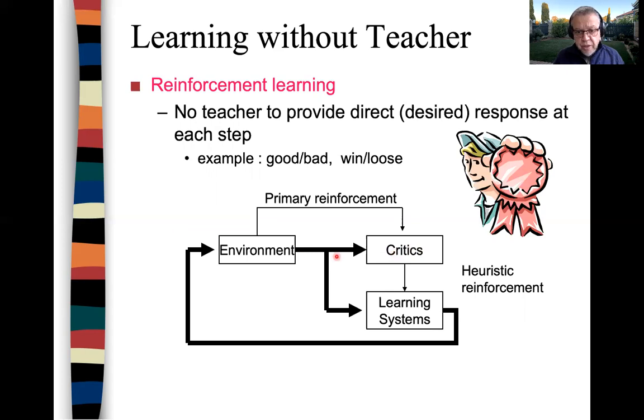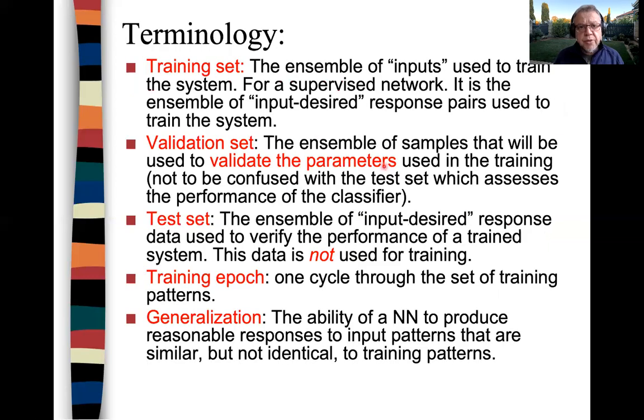So you have an environment, and then you have a critic, which teaches the system based on its response, whether it gives it a reward or a punishment. And that's how the system learns. You tell the system, you're doing good, you're doing bad, you're winning, you're losing, this kind of thing.